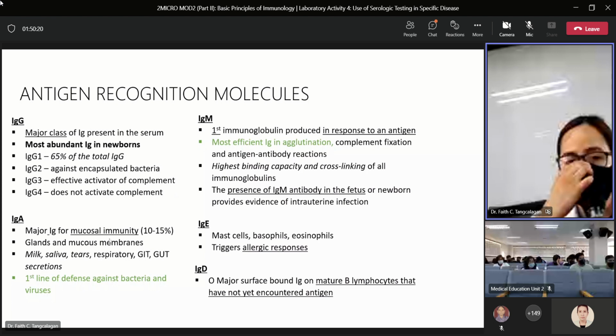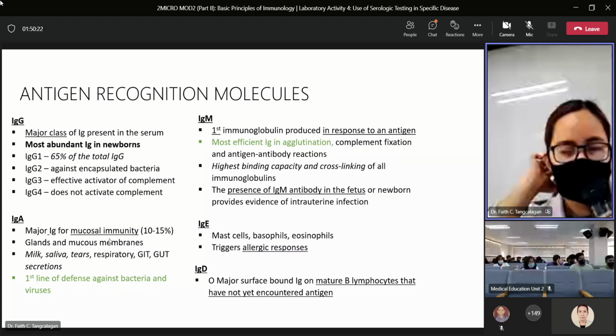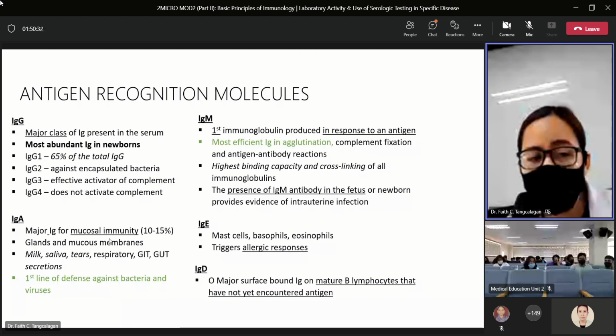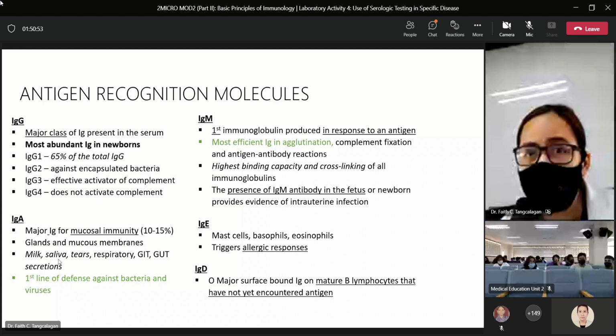Okay, so if you're given a question or an example in the exam, a patient with what? Which immunoglobulin is present in the saliva? If you've been asked by your professor to answer, that's your IgA.